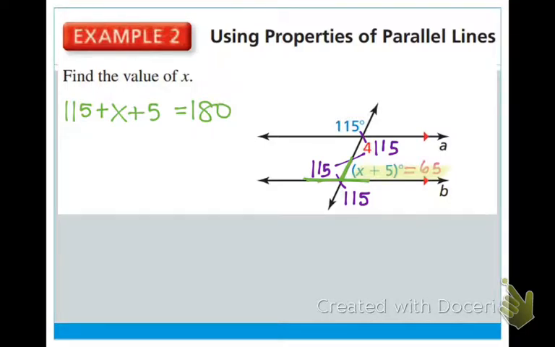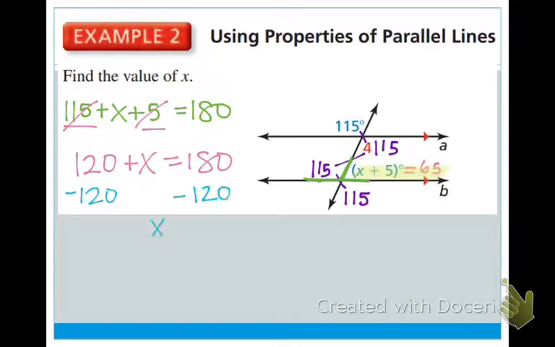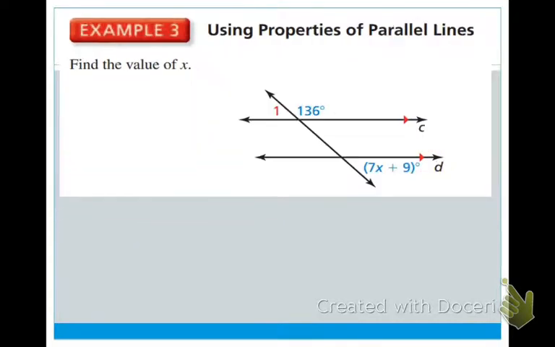Okay? What's 115 plus 5? 120. Then we still have plus x equals 180. All right, what will we do next? Subtract 120. And our answer is 60. All right, you would have gotten the same exact answer. We would have subtracted 5, and 65 minus 5 is 60. Same thing. Okay? So I'm content with either way. Questions on this example? Okay, let's go. Next one.